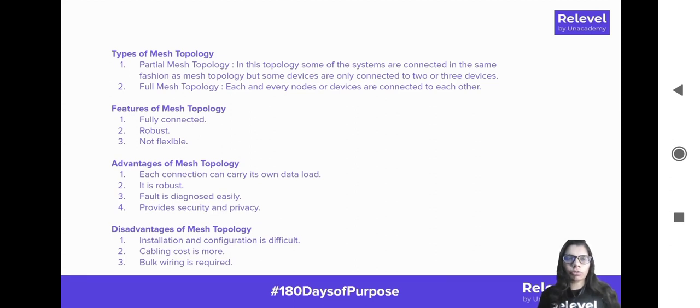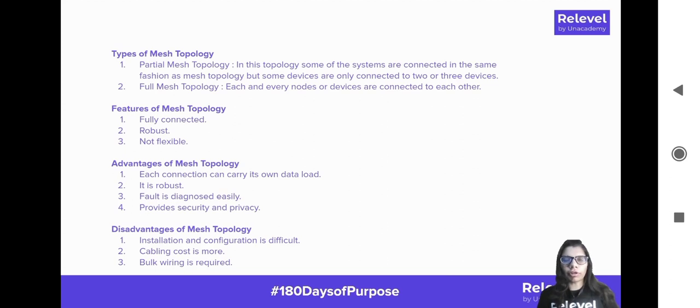Another disadvantage would be the cost of maintaining it would be very high, as you have to maintain all n into n minus 1 divided by 2 connections here. So basically, you have to maintain almost n square connections here. So that would be difficult. I hope this is clear to you, what mesh topology is.